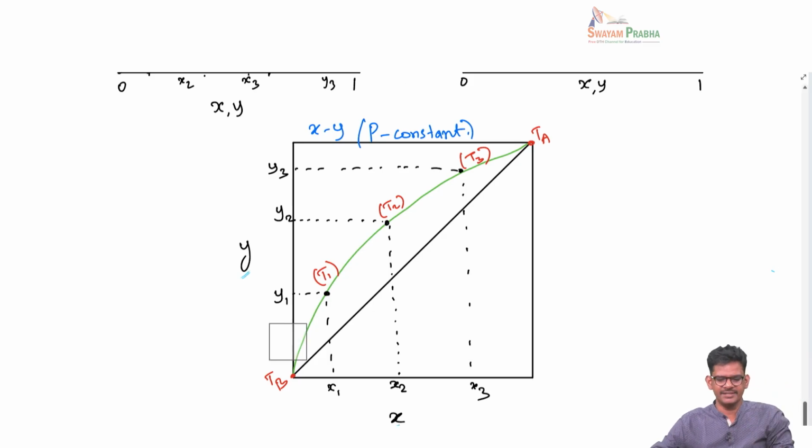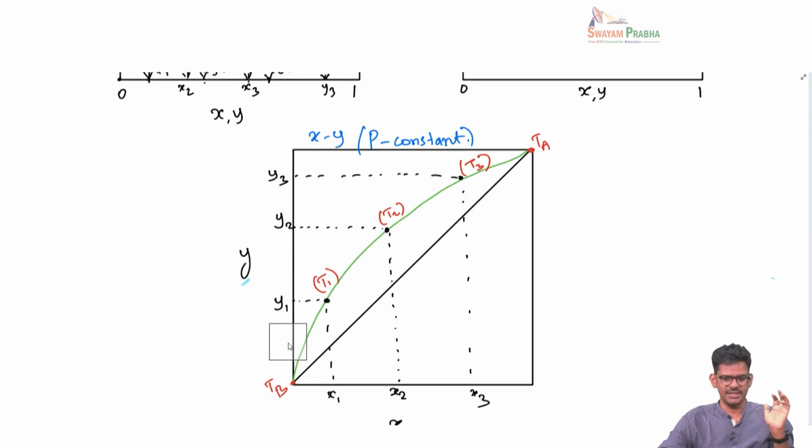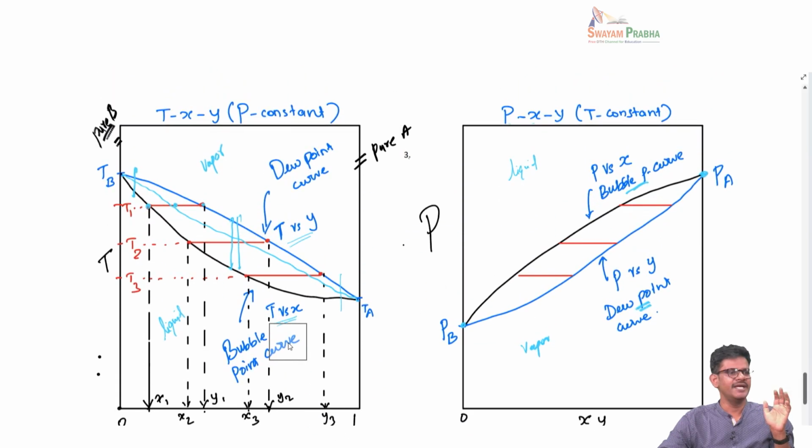Okay, so how do I get this xy plot? Again, you have to make a decision whether you want to do this xy plot at a constant pressure or at a constant temperature. Let's say you want to keep the pressure constant because most of the distillations happen at constant pressure, atmospheric pressure, let's say. Okay, so we'll keep pressure constant. Then we are talking about the Txy diagram.